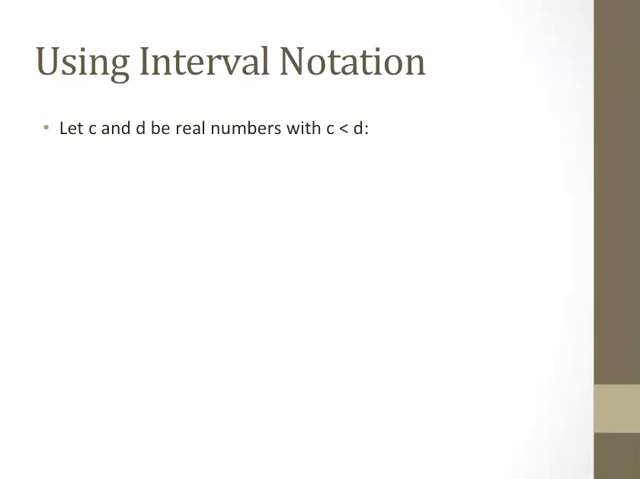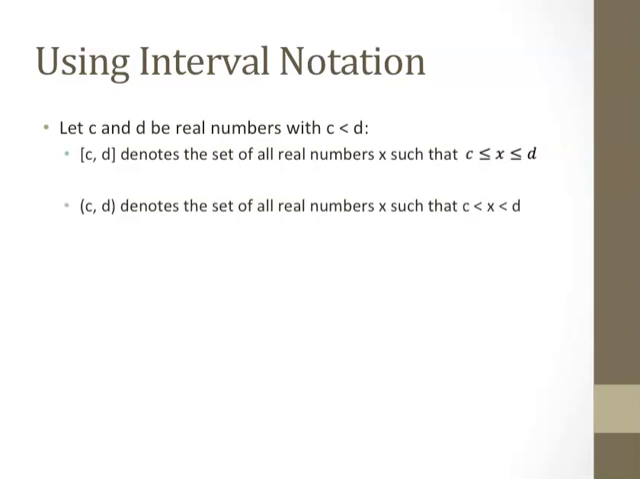So say C and D are real numbers where C is less than D, C is the smaller number. Then, if you use this notation with square brackets and a comma separating the two values, that denotes the set of all real numbers x such that C is less than or equal to x, which is less than or equal to D. If you use parentheses instead of square brackets, that denotes the set of all real numbers x, where x is between C and D, but not equal to C or D.